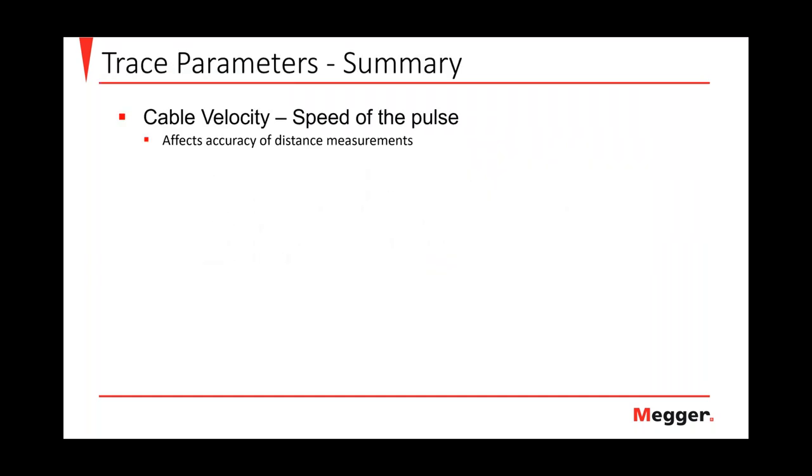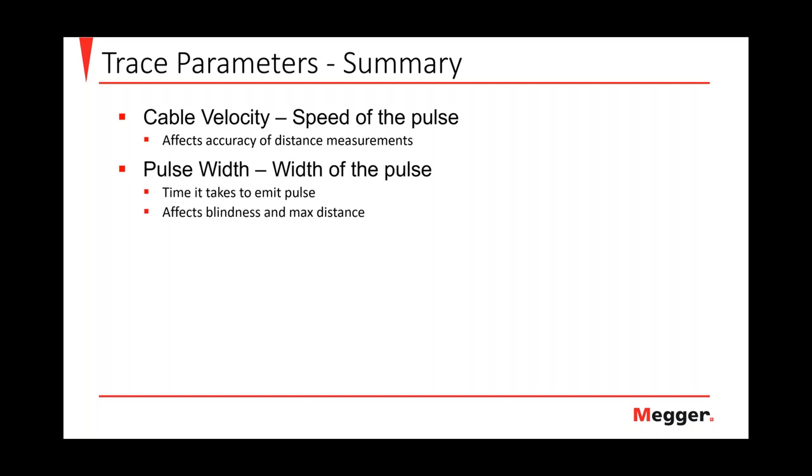So for the summary on the parameters, for all the little factors that affect those traces, cable velocity is the speed of the pulse, which is going to affect the accuracy of the calculation of those distance measurements. So what the machine is going to use as the factor for calculating that actual distance. The pulse width is how long that pulse is sustained when the unit initiates it. It's how long it's going to take to emit.